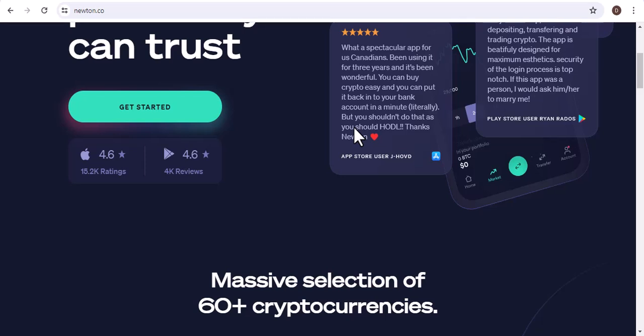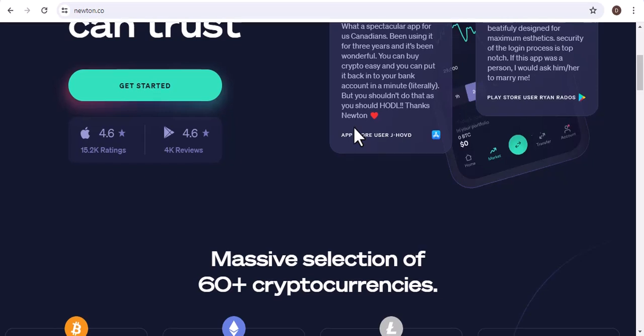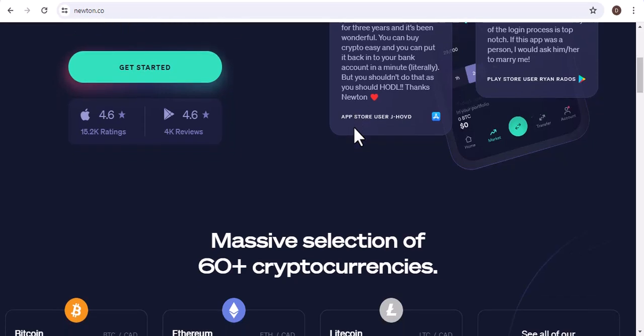You can also send BTC from Newton to your bank account. You can use Newton to buy and sell other cryptocurrencies, such as Ethereum, ETH, and Litecoin LTC. Newton offers a variety of features, such as price alerts, portfolio tracking, and a secure wallet.